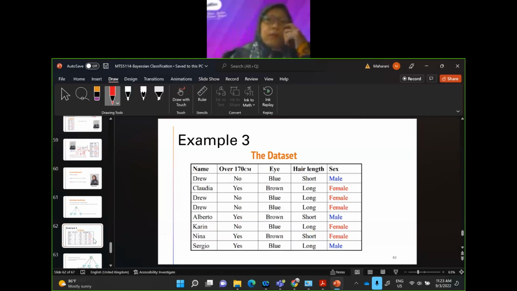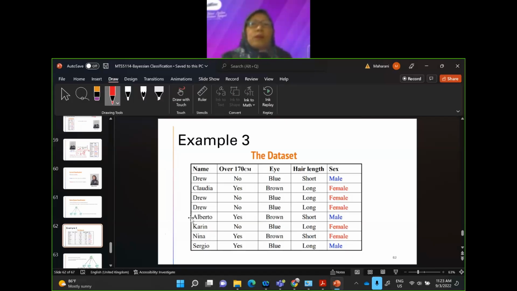Okay, so we add some features now. We have height over 170 centimeters or not, so the data is no, yes, like this. And then the eye: the officers got blue or brown, only two. And then the hair length, short or long. So now we have some features.